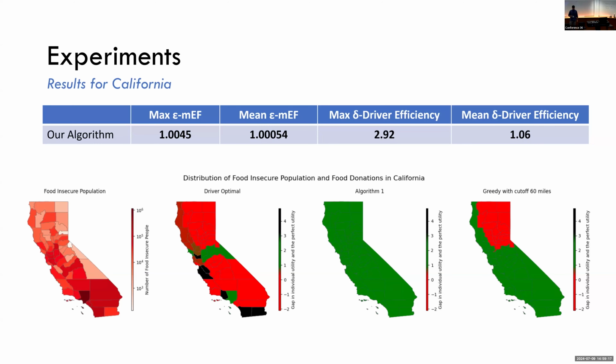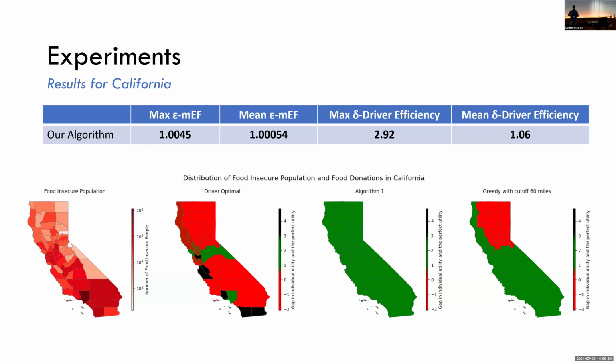And also let me give you another visually appealing graph that we have. Here you can see in the first image the distribution of food insecure individuals in California. The darker the red, the more food insecure individuals in this specific county. And then in the next 3 images, you can see the performance of 3 different matching algorithms. The first one is the driver optimal matching algorithm, where for every food delivery, we match it to the food bank that is going to minimize the driving distance of the truck driver. The next one is our algorithm.